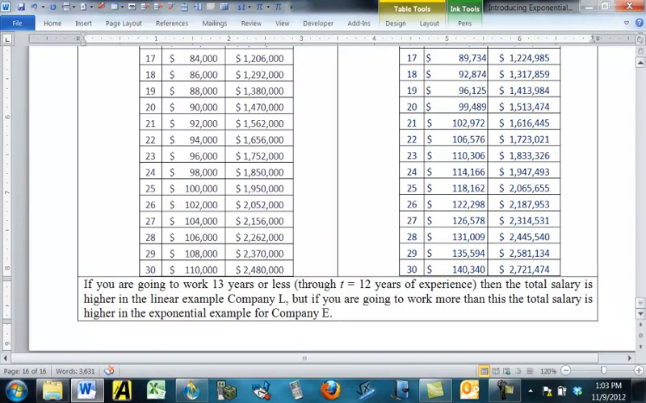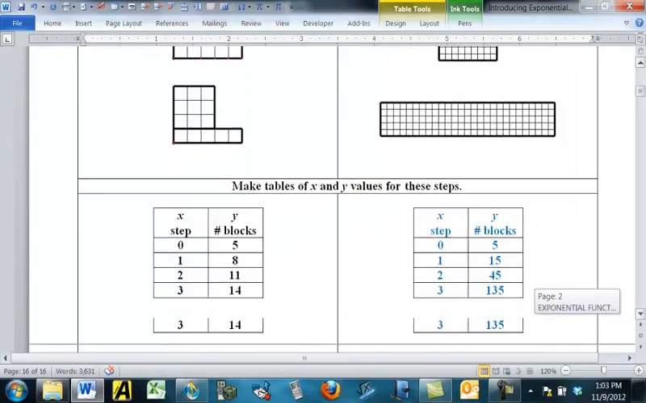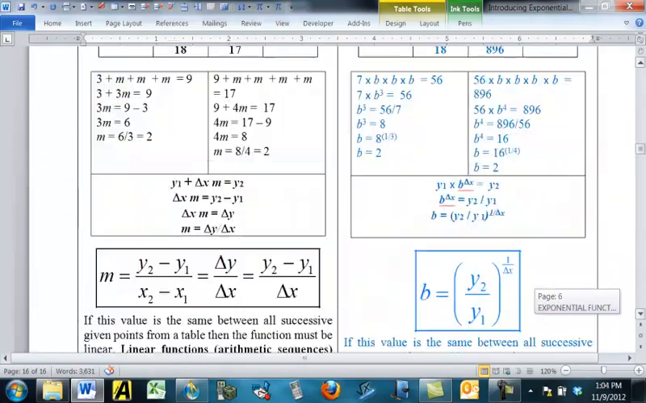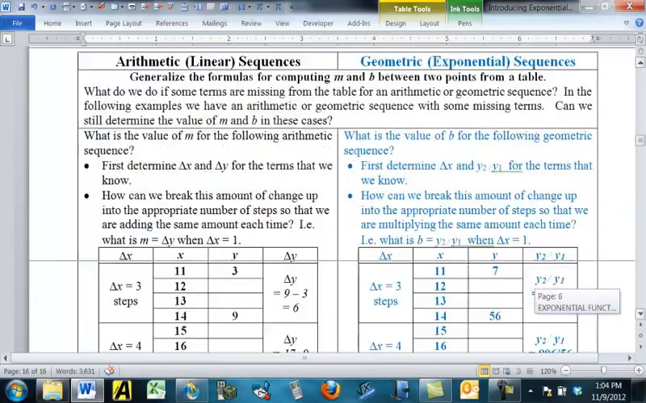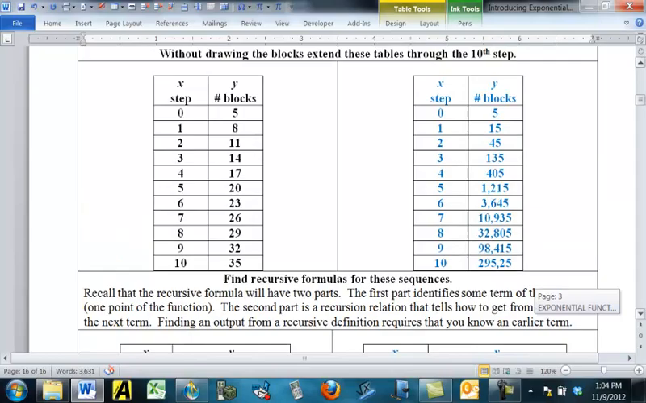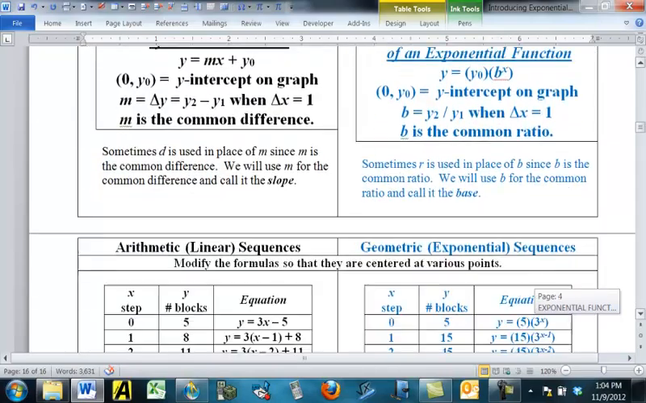Okay, so I think that gives you a nice introduction to both linear and exponential functions, starting with arithmetic and geometric sequences, and then eventually extending on. We got to see that physically with the blocks. We got to see it numerically in a table. We found a recursive formula and a non-recursive formula.